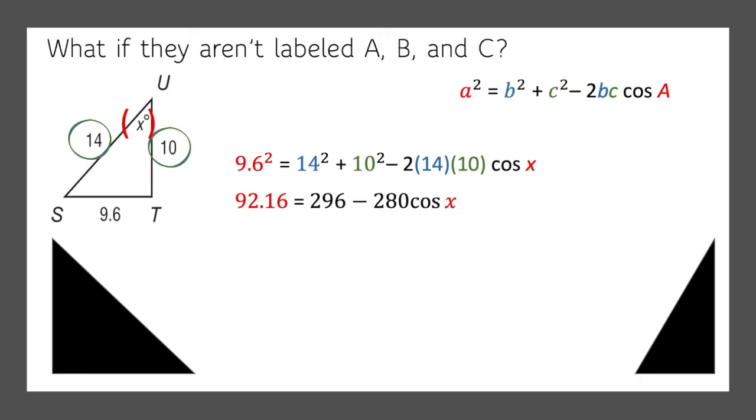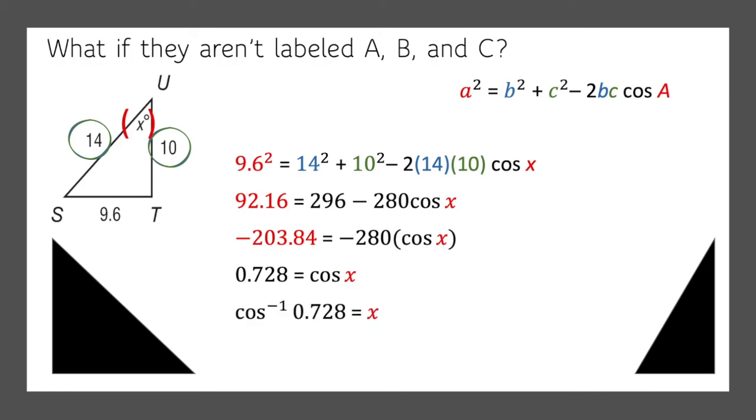14 squared plus 10 squared, that's 296. And then 2 times 14 times 10 is 280 times the cosine of x. So somehow we have to get x by itself. So we'll subtract 296 from both sides, divide both sides by 280, and we find that the cosine of x equals 0.728. So we'll take the cosine inverse of 0.728, and that will give us that x equals 43 degrees.